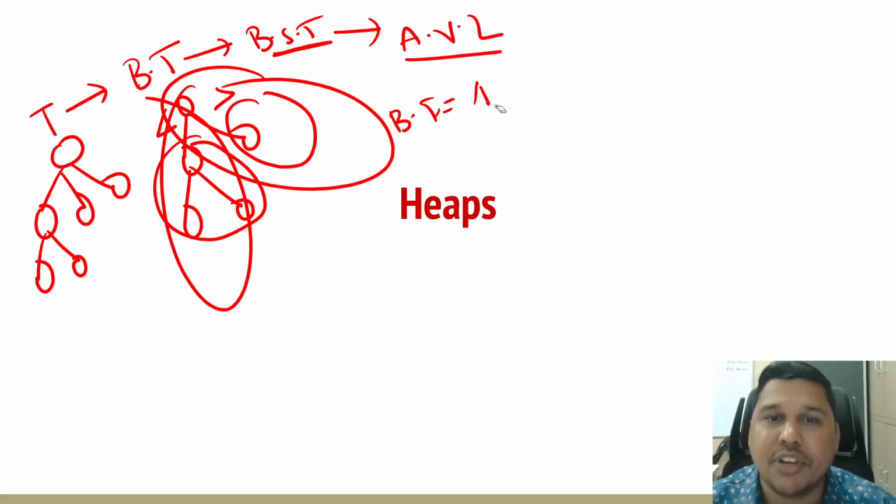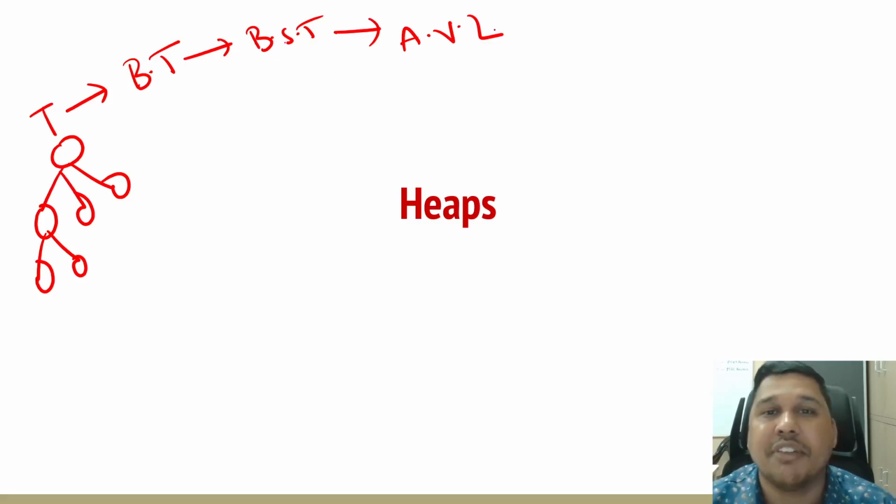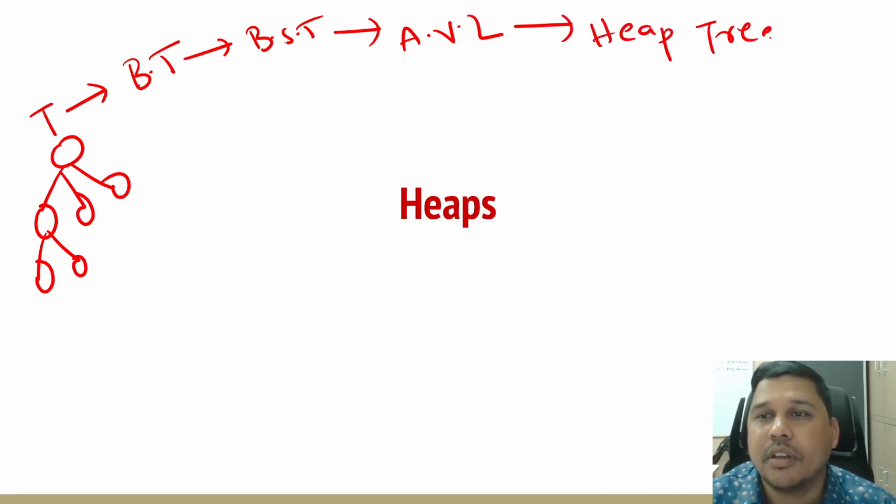On the same line, we are going to have heap tree also. We have seen about tree, binary search tree, AVL tree. Next, we are going to study about heap tree. I will not say that it is a version of AVL tree. It is kind of AVL tree only, but we have different properties here in heap tree. What is the property here in heap tree?